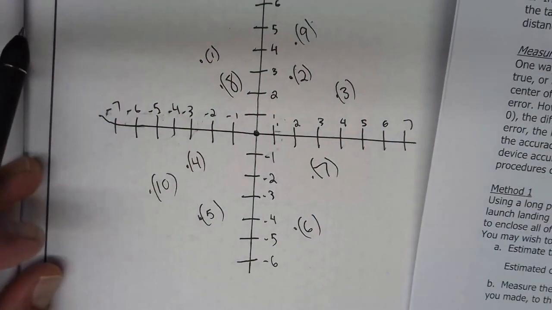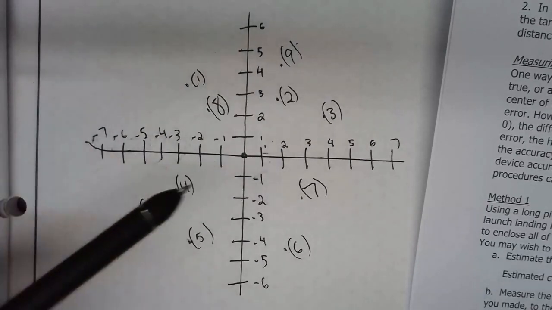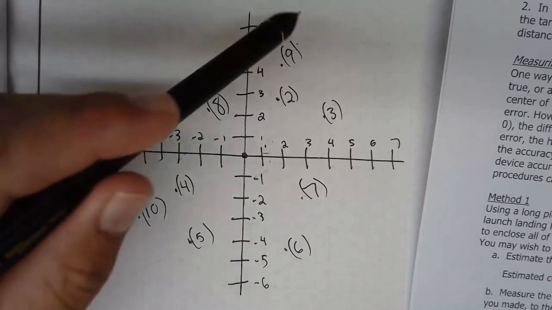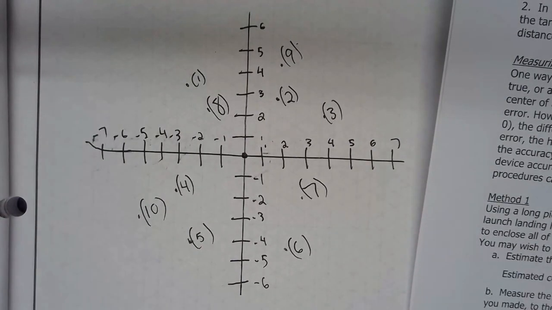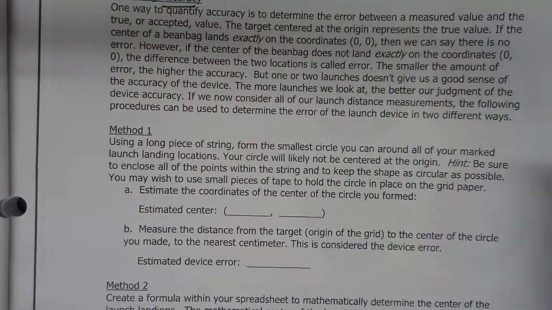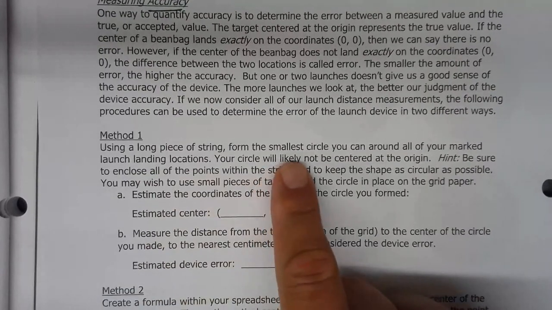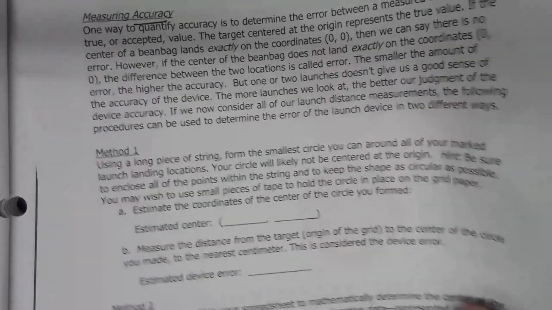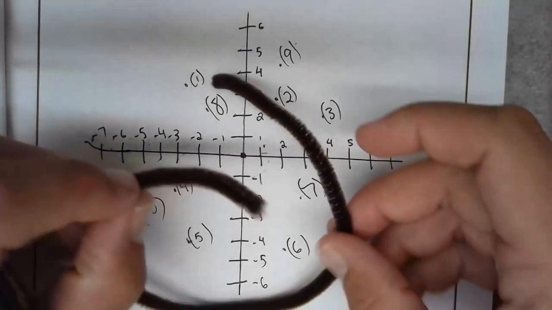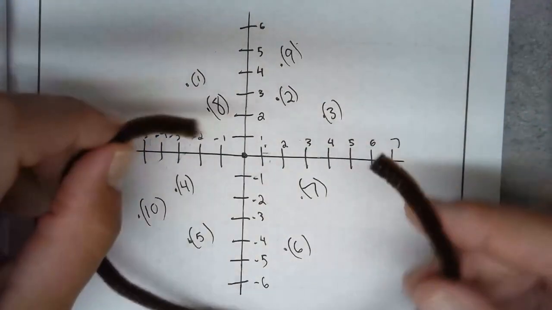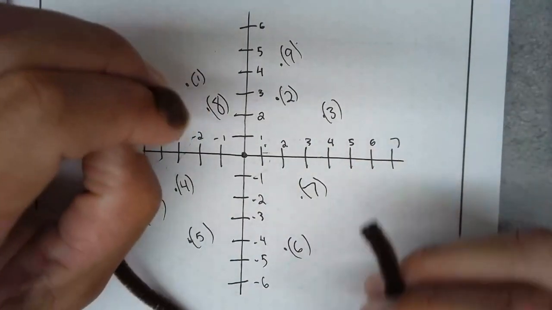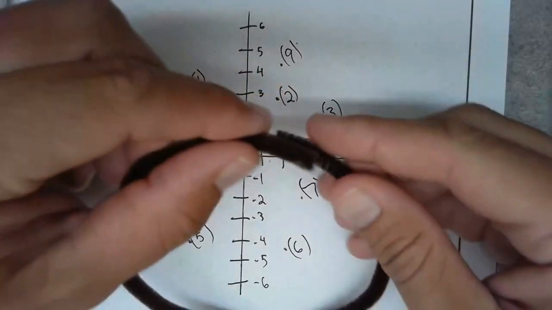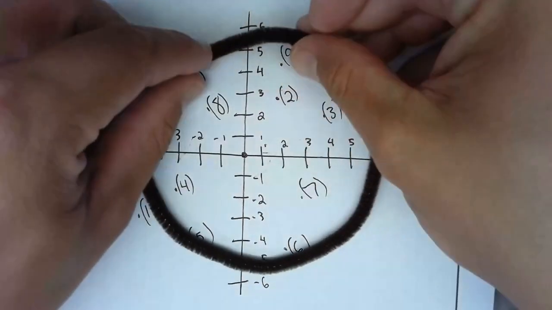Okay, so I have some values right here: 1, 2, 3, 4, 5, 6, 7, 8, 9, 10. I have 10 values. The first method that we are going to use is a long piece of string. Form the smallest circle you can around all of your marked landing locations. Your circle will likely not be centered at the origin. What we have found is it's easier to use a pipe cleaner versus a piece of string because it's easier to make a circle with it.